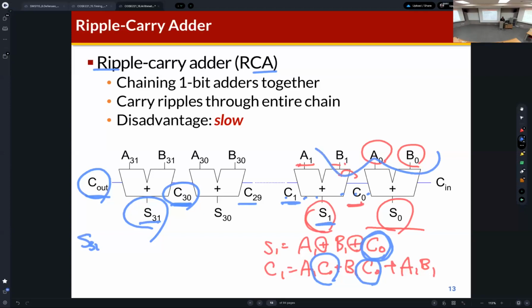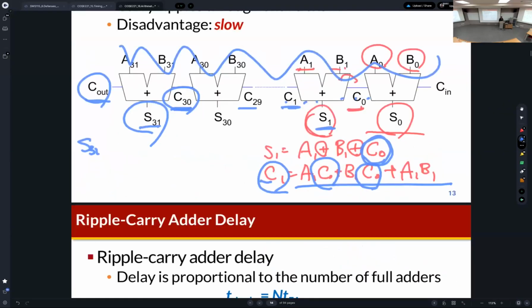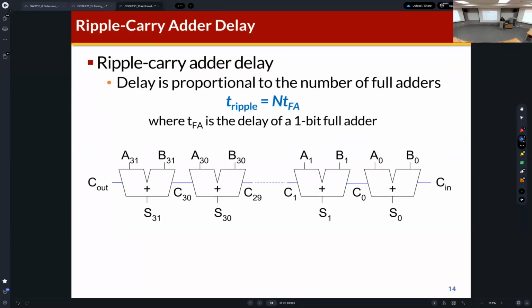The carry is generated from the LSB to the MSB. To generate each carry we require 2-input AND gates and 2-input OR gates, and these gates are connected again and again and again. Then the last carry, the carry out of the MSB, is generated. So it's extremely slow.